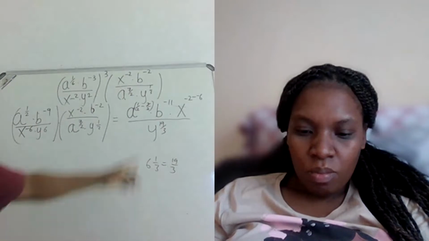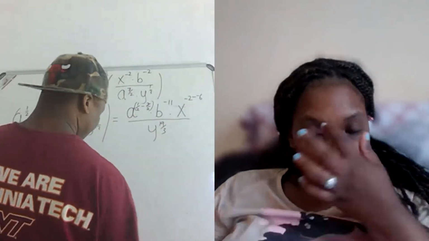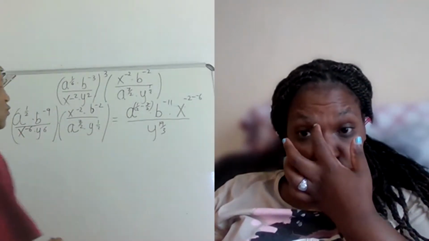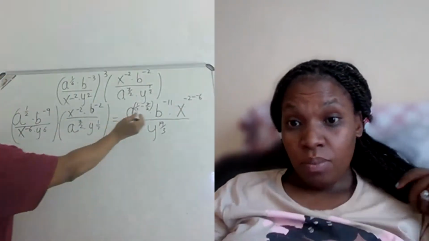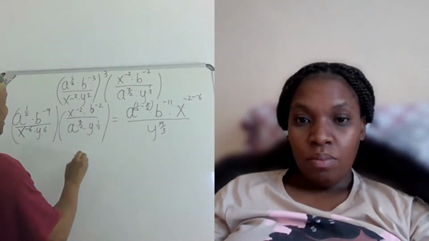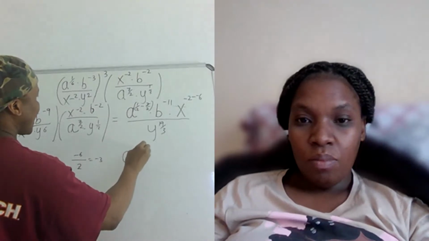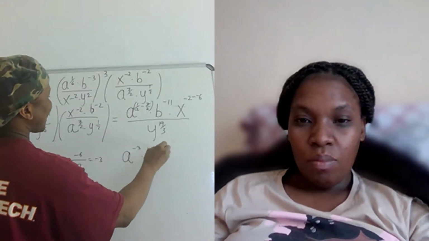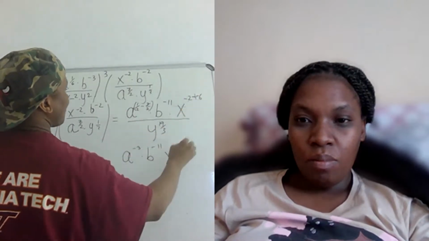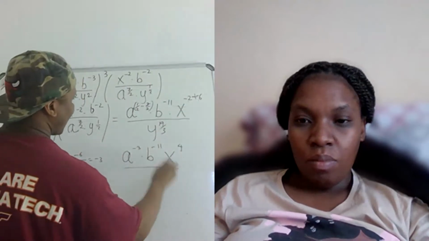So what I'm going to do, I'll put this together. Now, 1 over 2 minus 7 over 2. Okay, the bases are the same, over only 2. 1 minus 7 equals minus 6. So this is going to give us negative 3. So this is going to be A, negative 3, B, negative 11, X, then this will be plus, it's going to be X power 4, because negative 2 plus 6 equals X power 4.